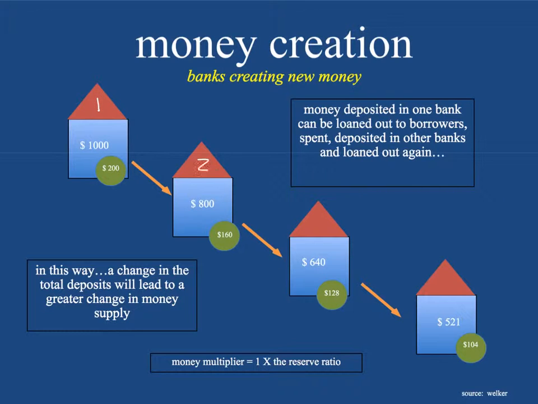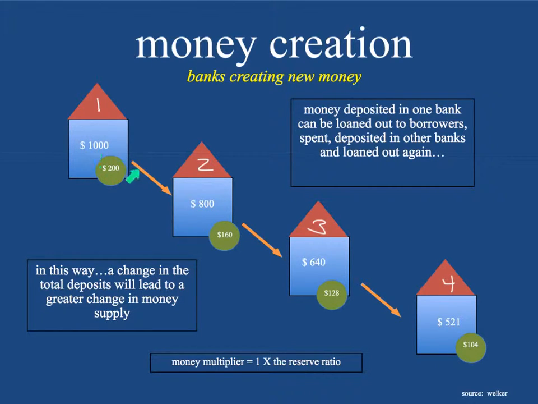Well, bank one, bank two, bank three, bank four. Bank number one is required to keep 20% of that $1,000 in its bank vault. So here is the vault right here. But the $800, it can lend out, which somebody will use to buy a house. And that money, after the purchase of the house, will be deposited into the second bank. And so that's, whose $800 is that?